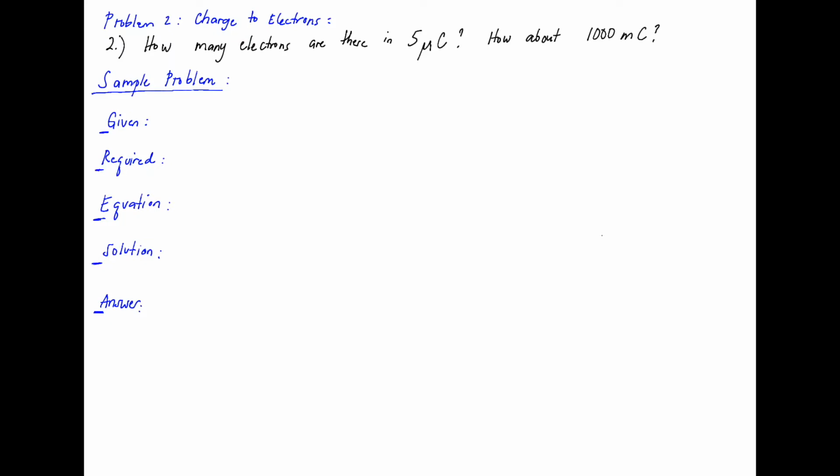Next, problem number 2, how many electrons are there in 5 microcoulombs? We could start first writing our given. The given is 5 microcoulomb, and the required is the number of electrons. We have to take note that for every 1 microcoulomb, that is 10 raised to negative 6 coulomb. And we should always recall that for every 1 coulomb, that is 6.25 times 10 raised to 18 electrons.